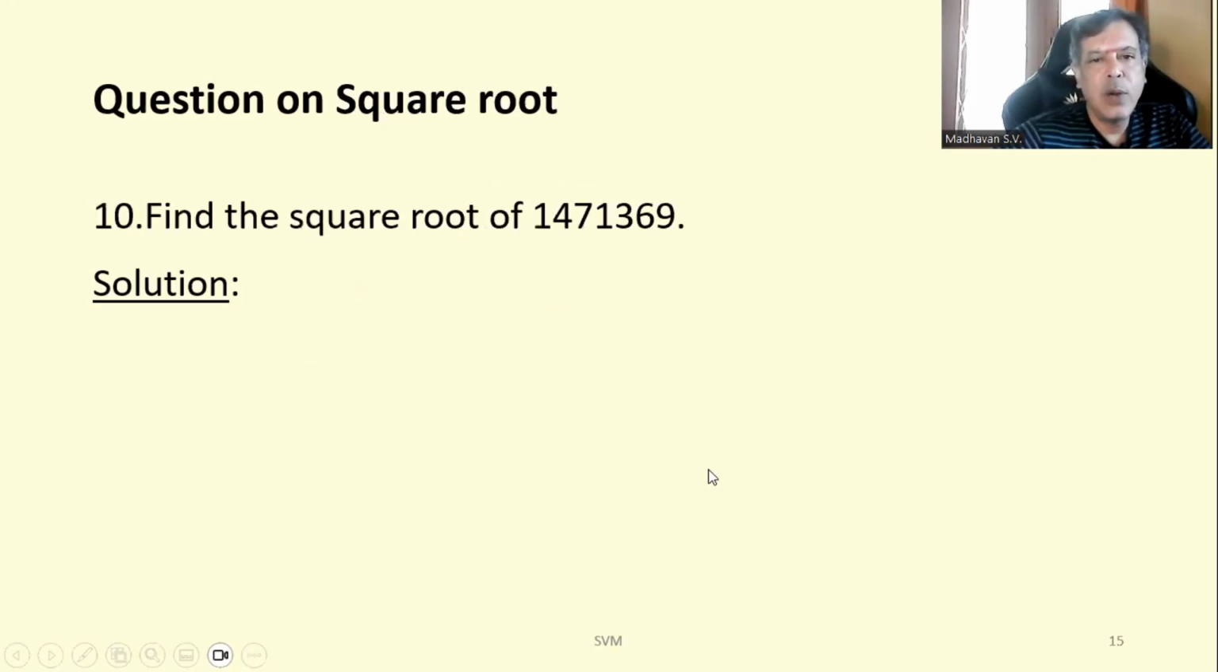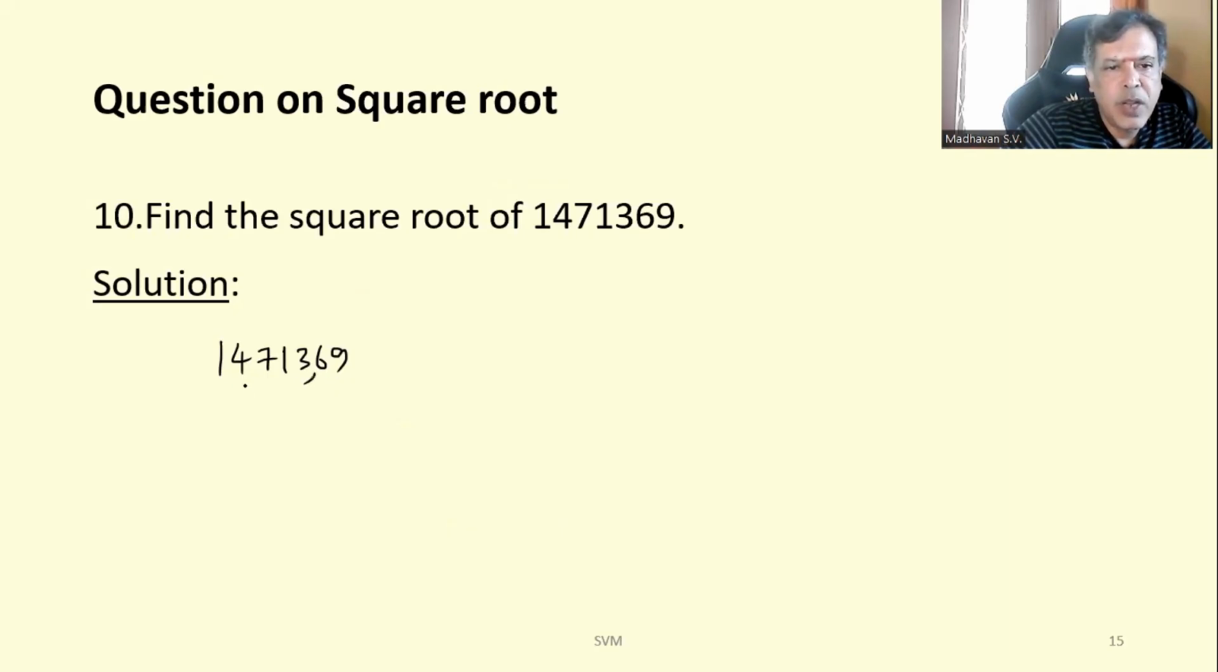Find the square root of 1471369. The square root is found like this. First, we write the number given. This is an integer, not a decimal. So if it is an integer, from the right-hand side, every two digits, we put a comma. Now we need to focus on the first comma. It has only one digit, which is 1 only. We have to look for a perfect square, which is 1 only. So 1 times 1 is 1. Then if I subtract, it is 0.